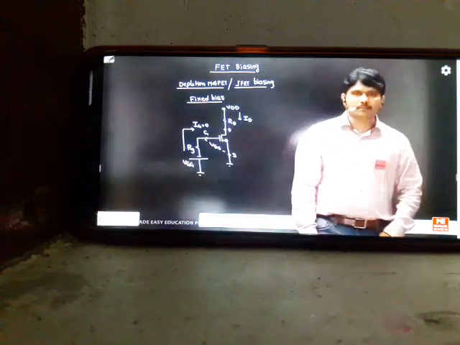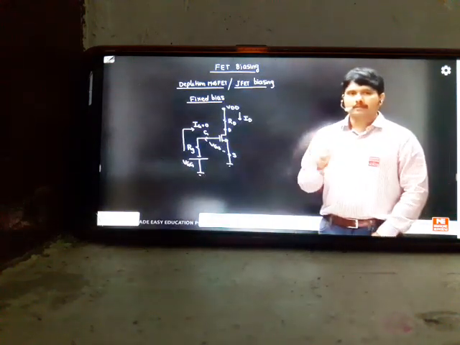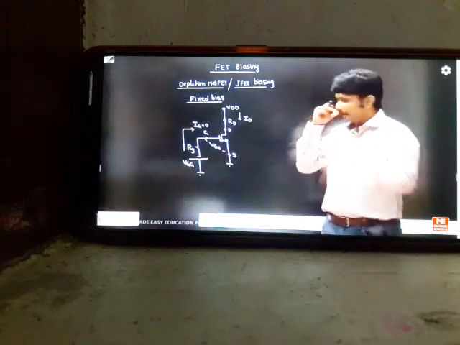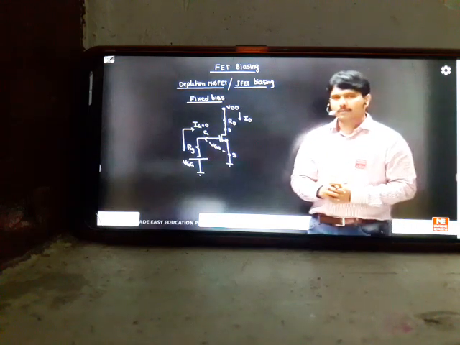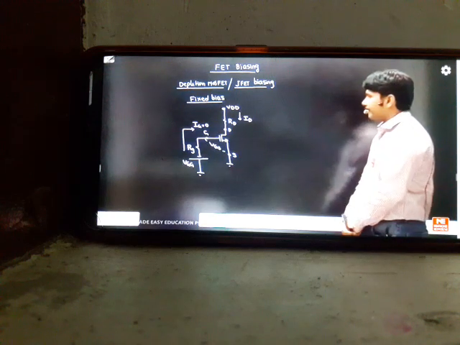Why is the gate current 0? Because the MOSFET has an oxide layer between the metal and semiconductor, so the current cannot enter, the current cannot leave. That's why, for the MOSFET, any current going in from the gate voltage, we take as 0, because the metal oxide semiconductor has very high input impedance.